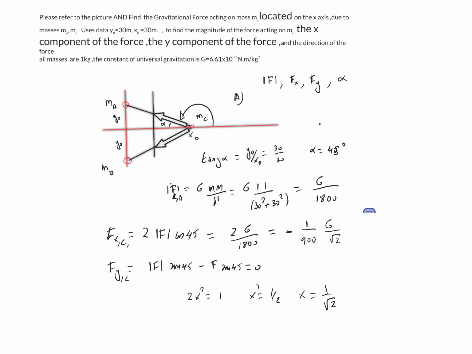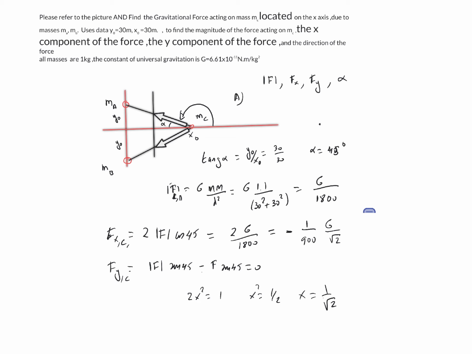Okay. And the force acting on mc, on C, due to A, will be G times one mass, times the other mass, divided by the distance squared. But the distance squared is 30 squared plus 30 squared. So it will be G times 1, divided by 30 squared plus 30 squared. 900 plus 900, 1,800. So it will be G divided by 1,800. This is the amount of force in this direction.